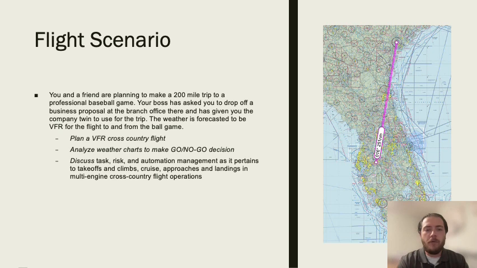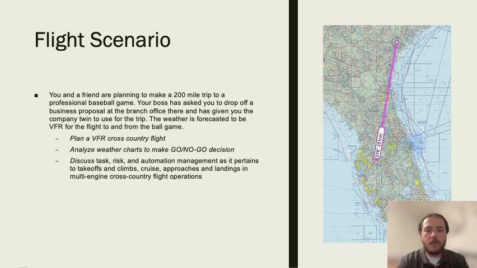So a quick overview of the flight scenario. You and a friend are planning to make a 200-mile trip to a professional baseball game. Your boss has asked you to drop off a business proposal at the branch office there and has given you the company twin to use for the trip. The weather is forecast to be VFR for the flight to and from the baseball game. Plan a VFR cross-country flight, analyze weather charts to make a go, no-go decision, and discuss task, risk, and automation management as it pertains to takeoff, climbs, cruise, approaches, and landings in multi-engine cross-country flight operations.